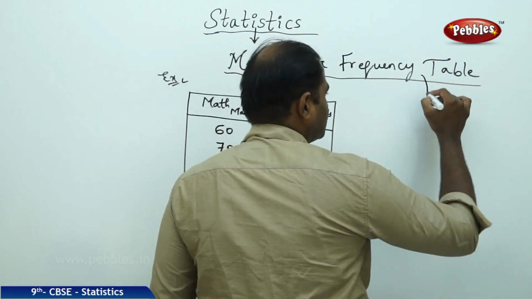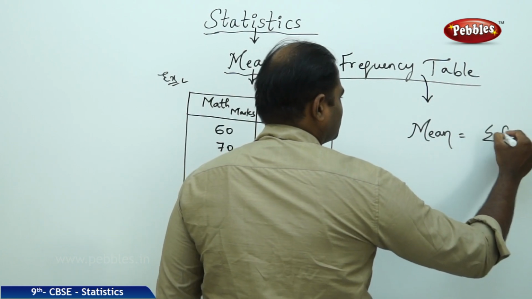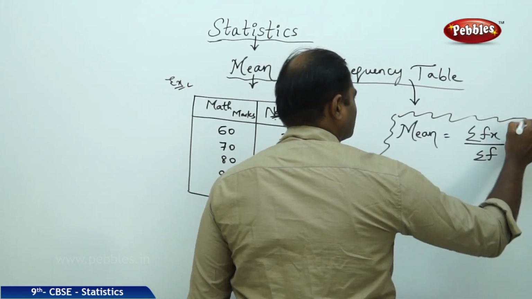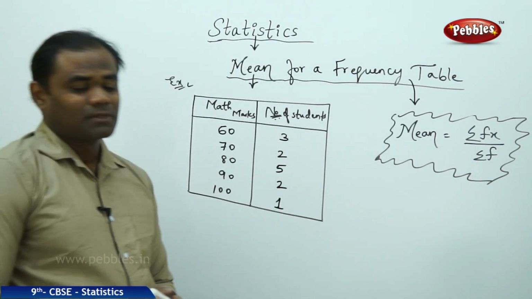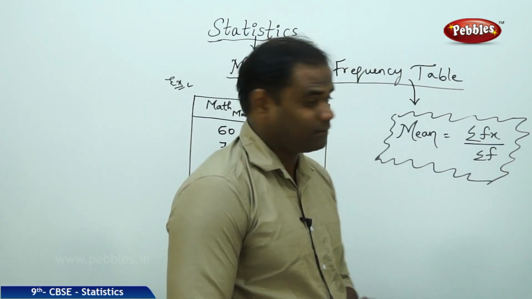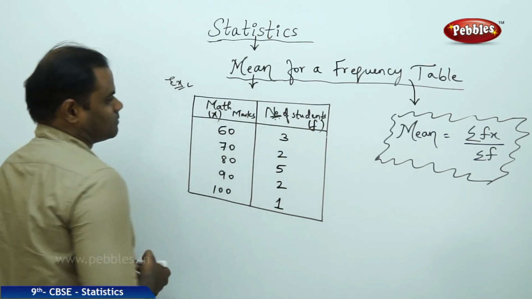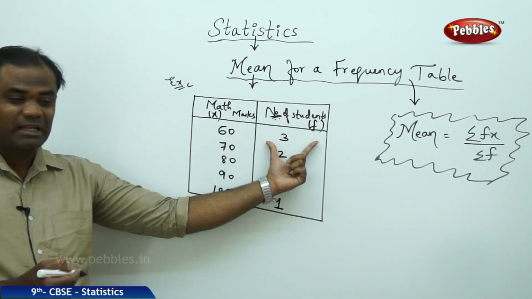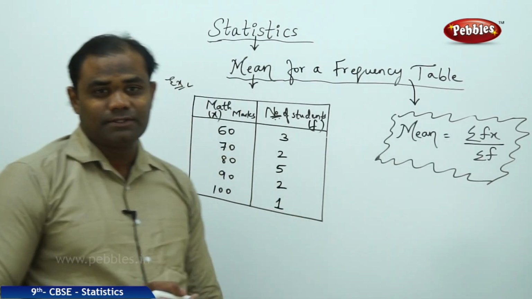So when a frequency table is given, the formula for the mean is sigma fx by sigma f. This is the formula which I am going to use. So the mean or average for a frequency table is sigma fx by sigma f, where f is this and x is this. The math marks here are referred to as x, and the number of students who got those math marks are referred to as the frequency f.